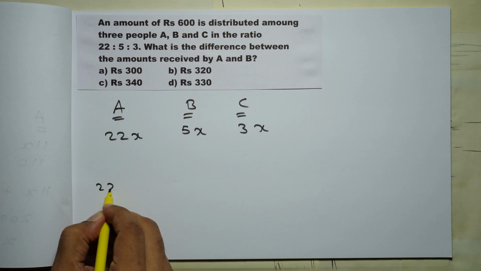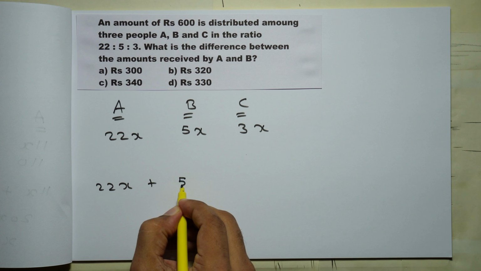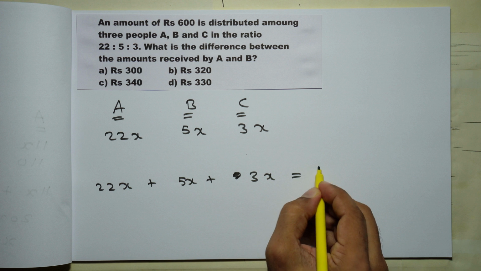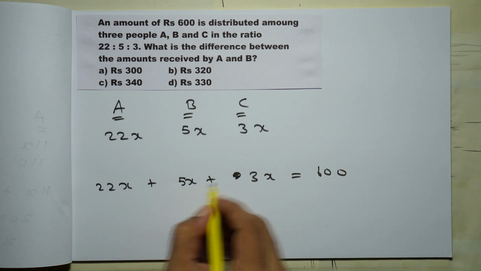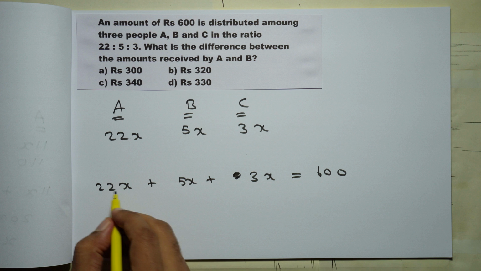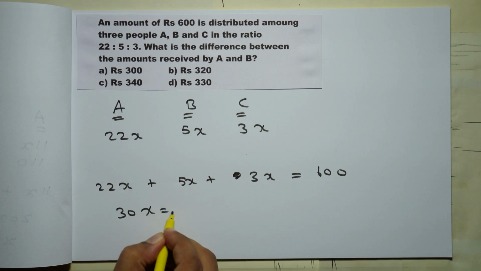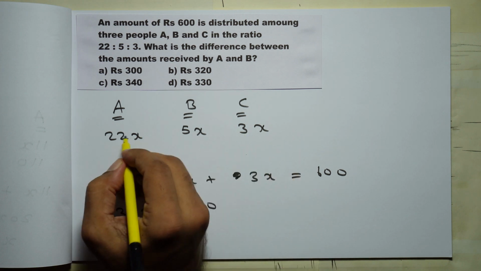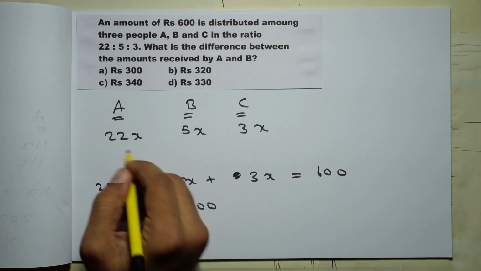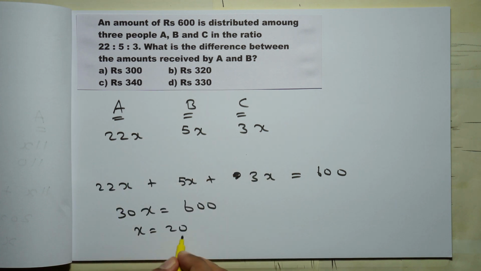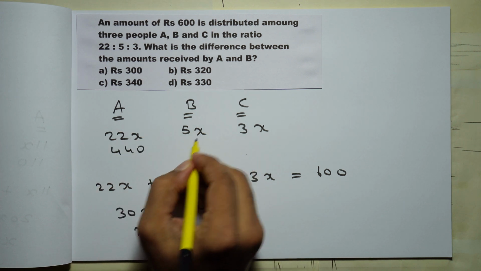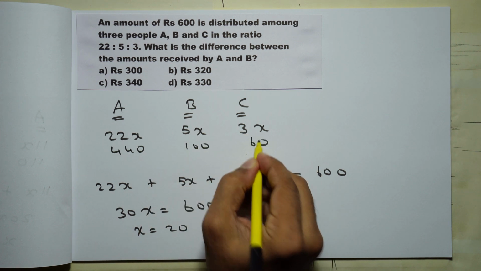So what A got is 22x plus what B got is 5x plus what C got is 3x, and that total is 600. So 5x plus 3x gives you 8x, 8x plus 22x gives you 30x. 30x is equal to 600, or x you will get as rupees 20. So we'll just substitute here and calculate the actual values obtained by A, B and C. A got 22 into x, where x is 20. So 22 into 20 gives you 440, 5 into 20 is 100, 3 into 20 is 60.